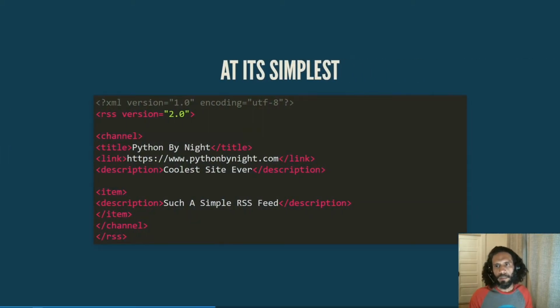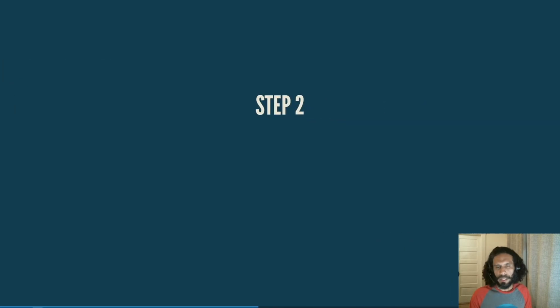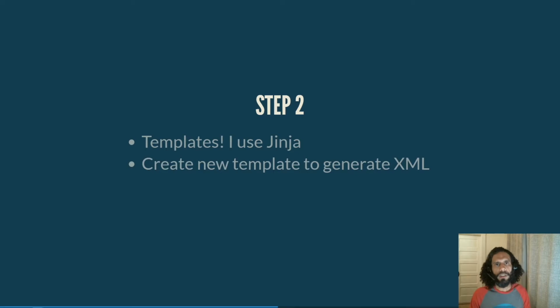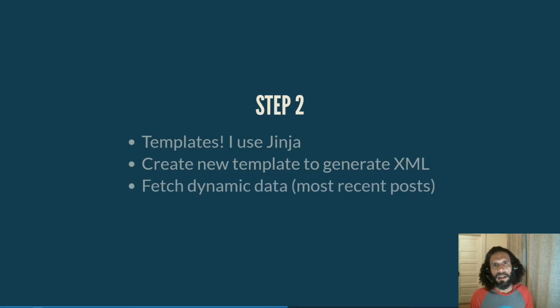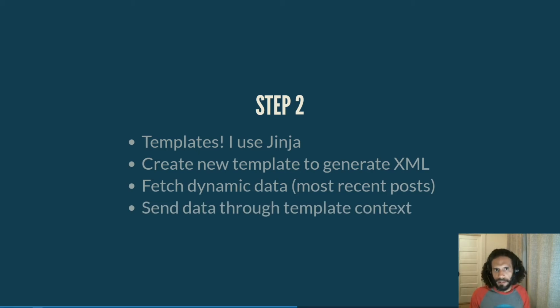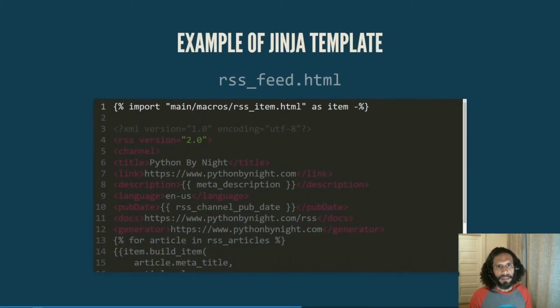The channel element contains your website name, the URL, a description, and each item should be a list of your latest creations. Now, I wanted it to be dynamic, so I used Jinja templates to generate that XML, and I needed to fetch that data from my database and provide it to the template through the template context. This is what my template looks like.